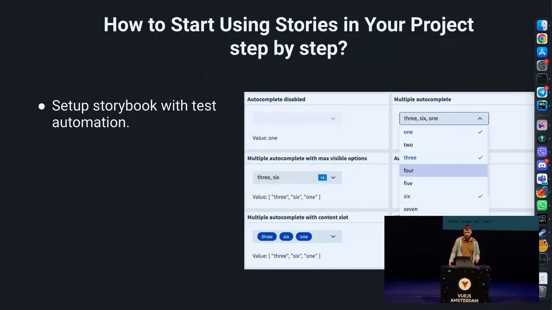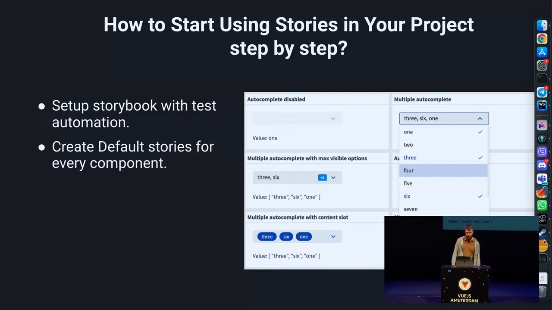All right, and if we look from a different glance, how do you start? What would be a step-by-step guide for using stories? I believe the best thing you can do immediately is to set up Storybook and do test automation. So attach visual tests and attach interaction tests with it. And this is important because even if you don't use any interaction tests, the Storybook testing utility still runs smoke testing for you.